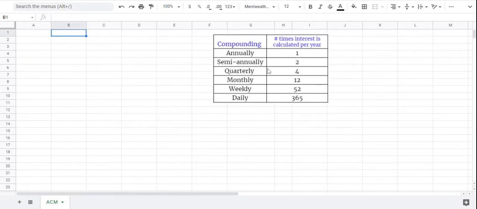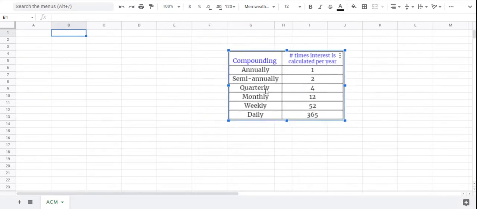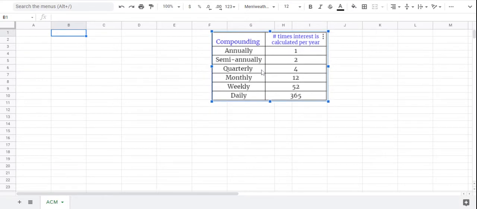For reference, I have this table here. It's just an image. You can move it around, and it's just to help us remember the frequency of compounding, depending on the definition of how the compounding happens. Okay, so we're going to begin by entering in cell B1.